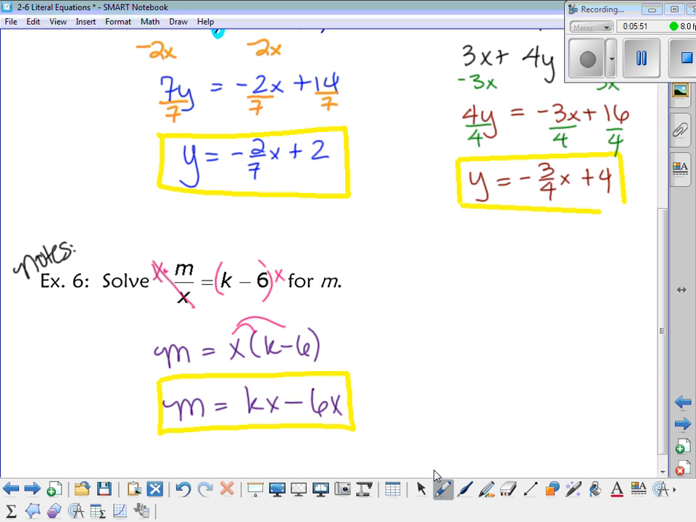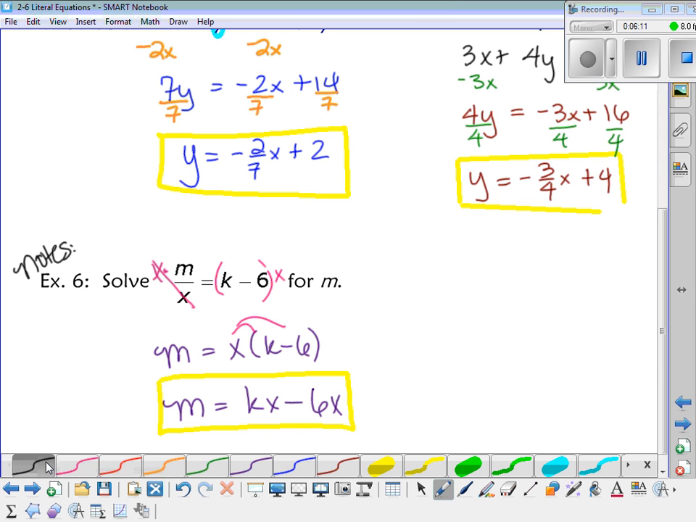You can write xk or kx, either one is the same thing. I just tend to try to write them in alphabetical order to be consistent, and that way if there are like terms, it's more obvious if you've written them all the same way. But xk and kx, either way is acceptable.